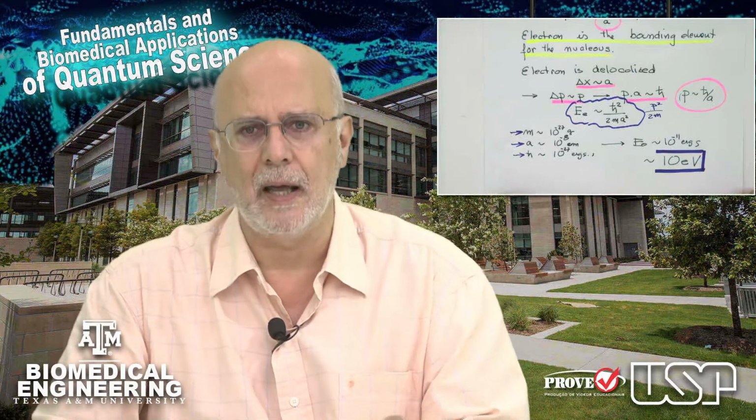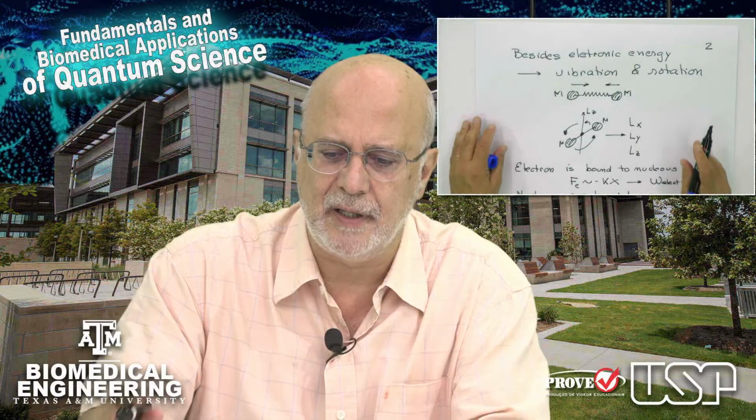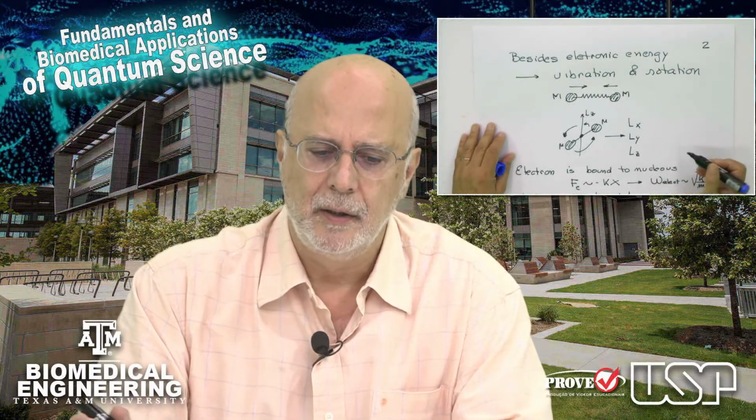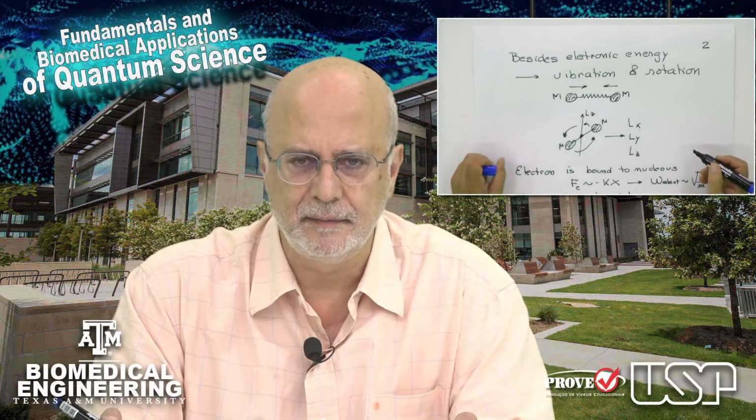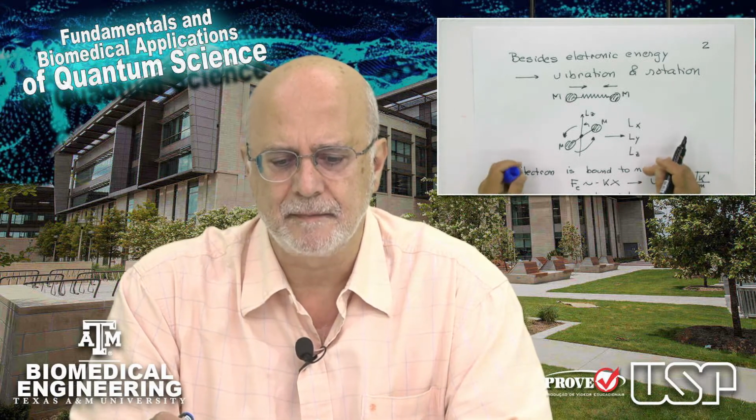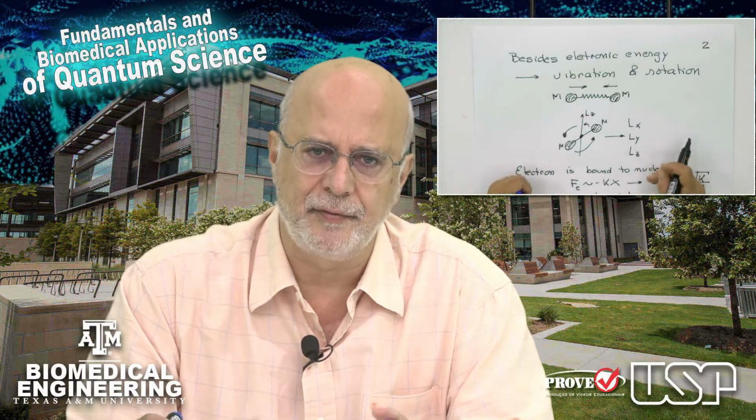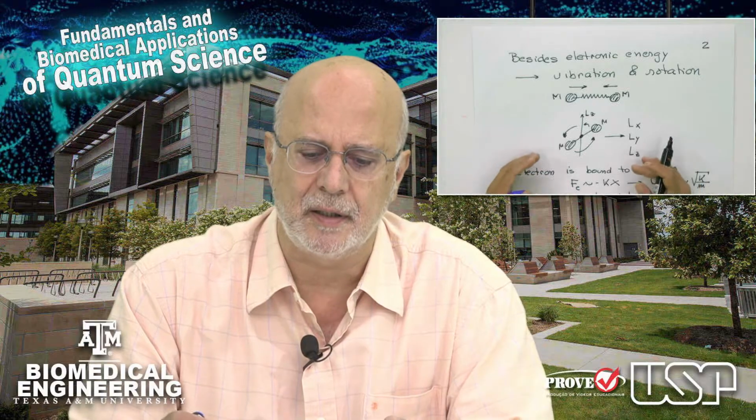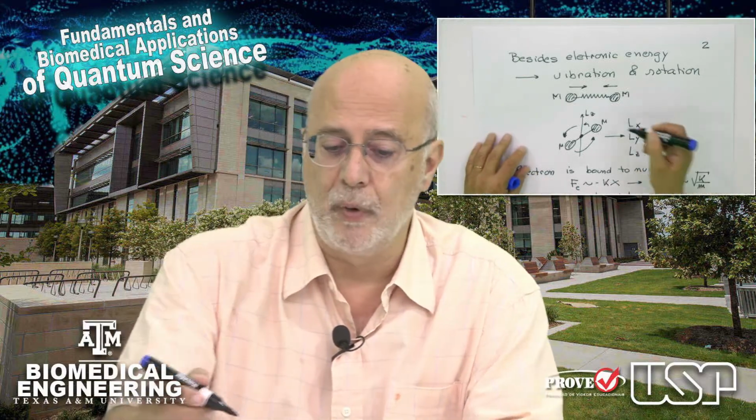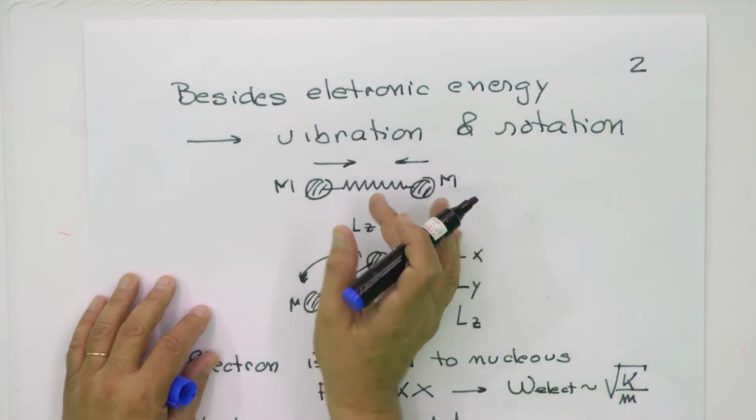We have more than the electronic energy. When you look into this molecule, we see that there is more energy besides the electronic energy, because the two nuclei have mass. And due to the mass of the nuclei, there are other channels of energy that can exist in the molecule.